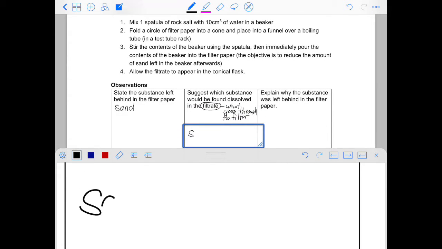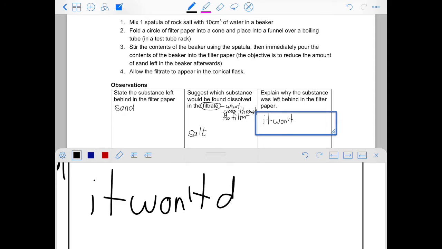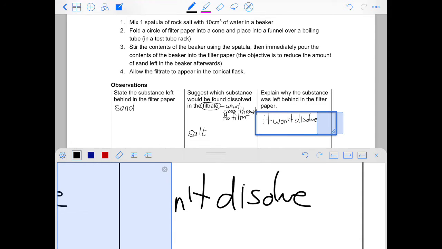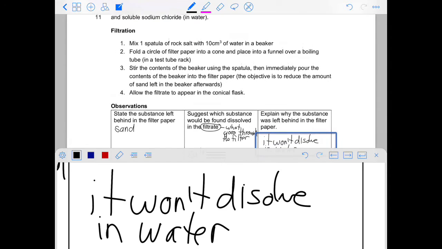And that would be the salt, because the salt will dissolve in the water and will therefore be able to go through the filter. The substance left behind in the filter paper is there because it won't dissolve in water. This is something that you could do at home if you wanted to. You could use a piece of kitchen towel instead of a filter paper, and just try to filter it through that.